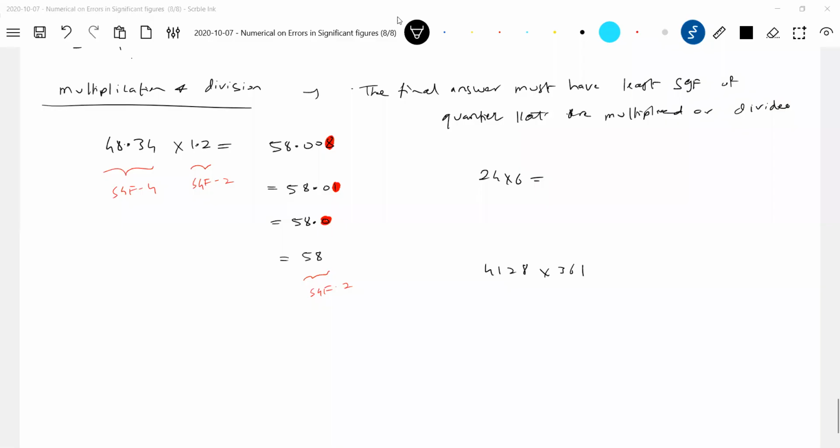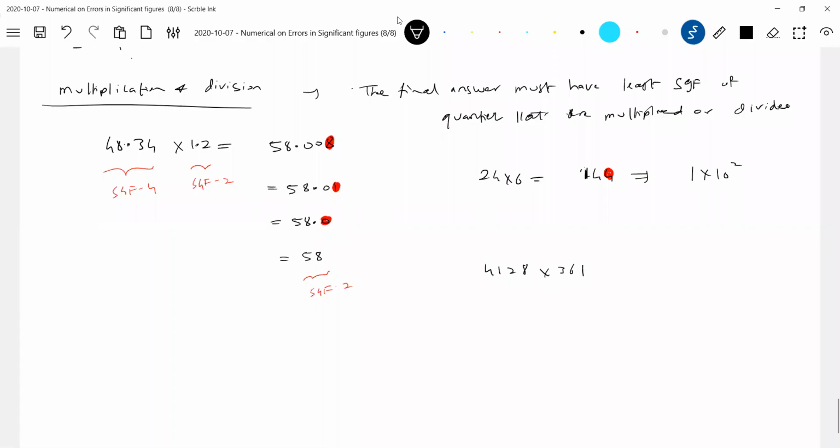24 into 6. Anybody? How much will this be? 144. Yes, 144, sir. But how many significant digits? Only one significant digit, no? So therefore, what are the numbers to be dropped? 4. I should drop it. Then it will become 4, 4, 1 into 10 to the power of 2. It should be.